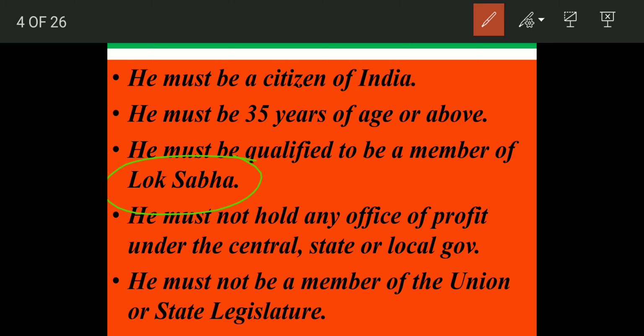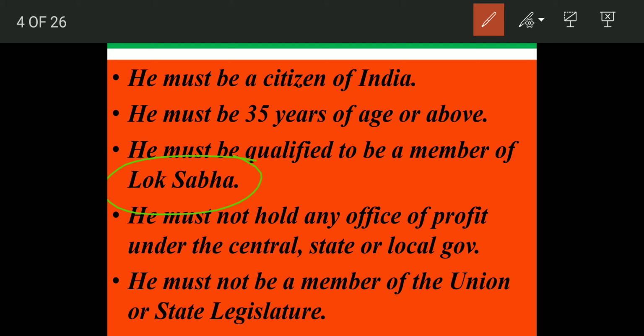Then another important thing is that you should not hold any office of profit under the central, state, or local government. That is, you should not be employed in any government jobs at the central level or at the state level or at the local level. You should not hold any office. You should not be employed in any government job at the same time. When you are the president, you are only the president. You cannot hold any other office at the same time.